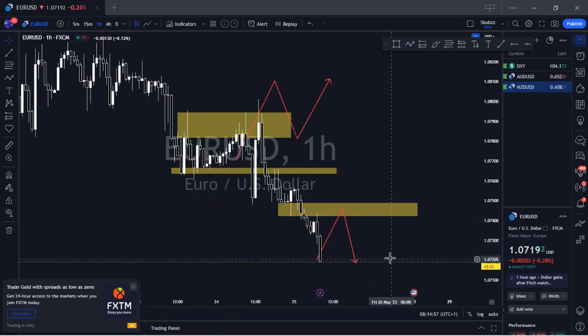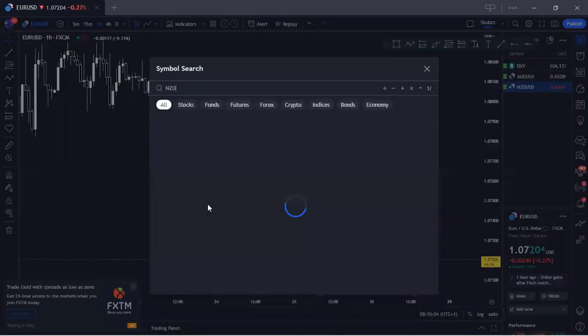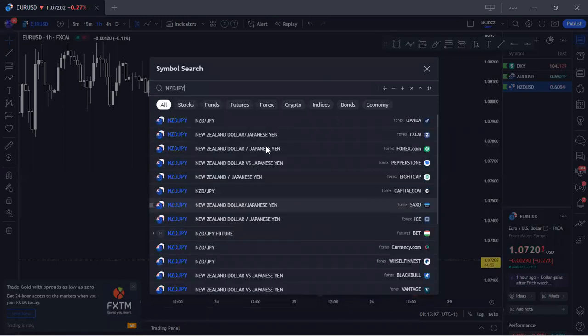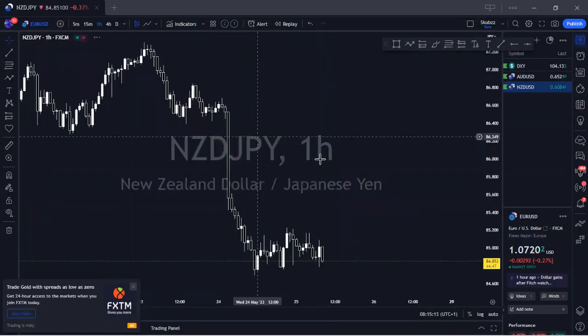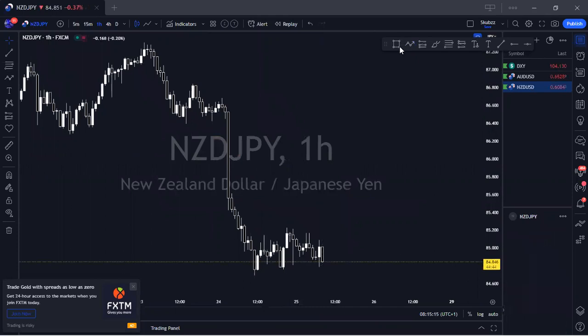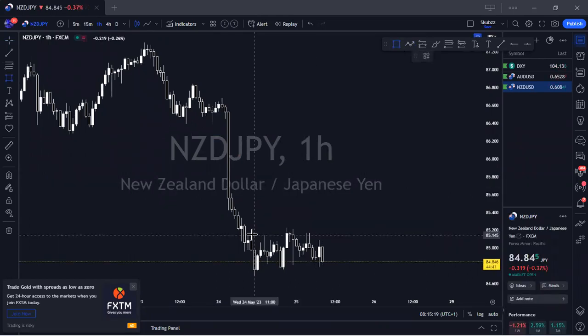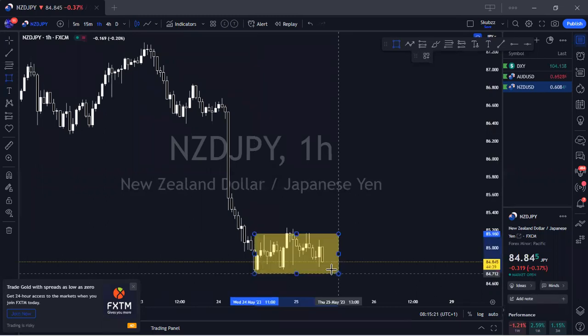Any other pair you guys want us to take a look at? NZDJPY. Now, they go and get all these cross pairs. You don't see it in the app now. It's more or less in a range.